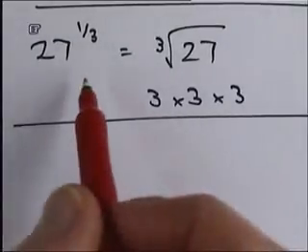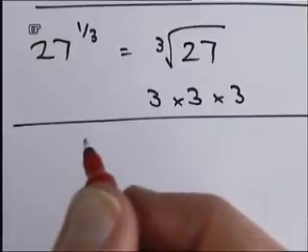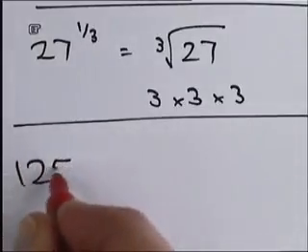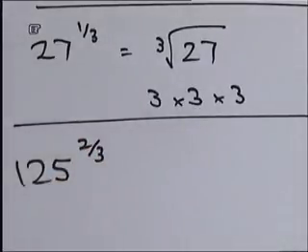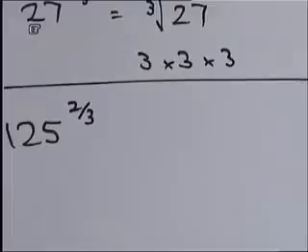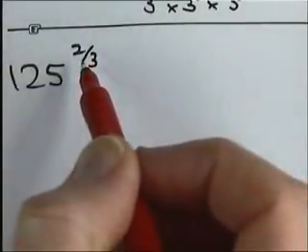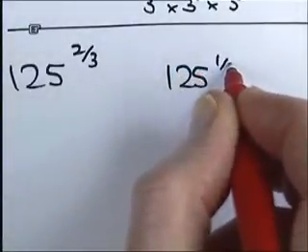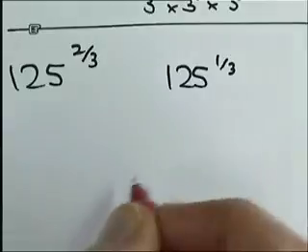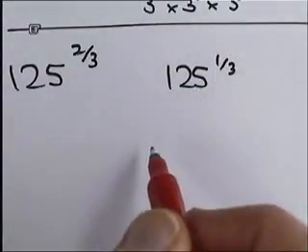So far, all the fractional powers we've seen have got a 1 on the top. That's not always the case. We could come across something like 125 to the power of 2/3. If you have a fractional index, a fractional power, where the top number isn't a 1, first of all, change it so it is a 1, because that's easy to deal with. We know that that means the cube root of 125.